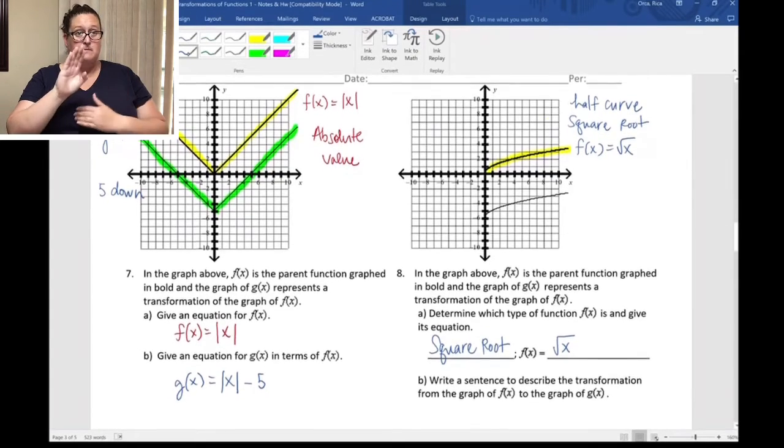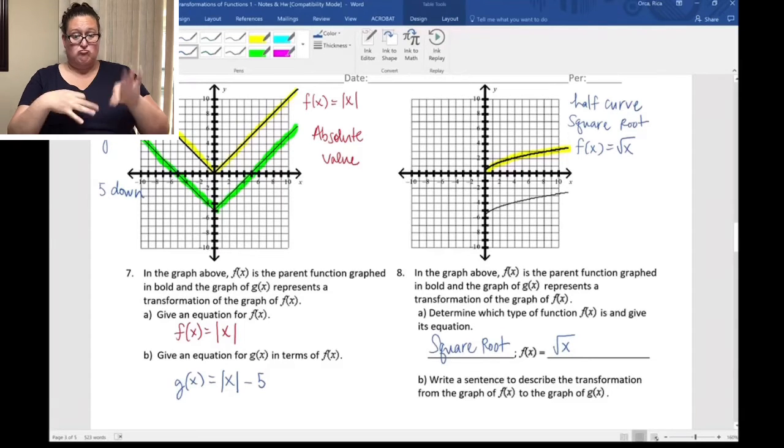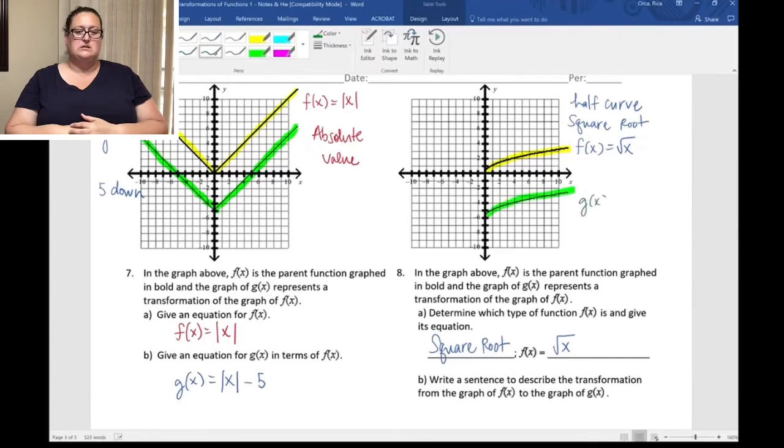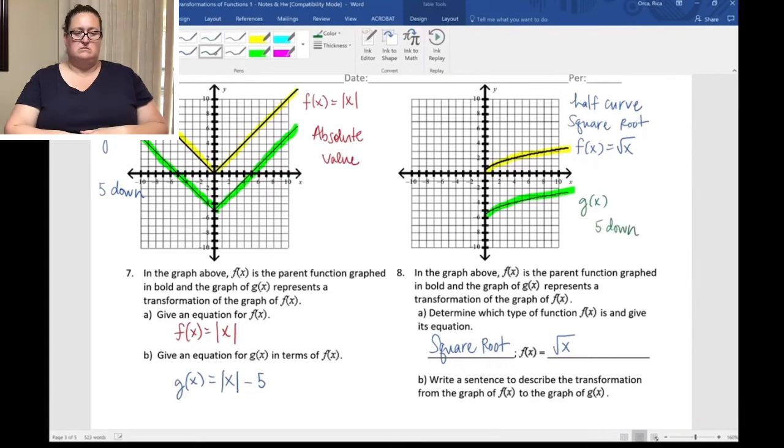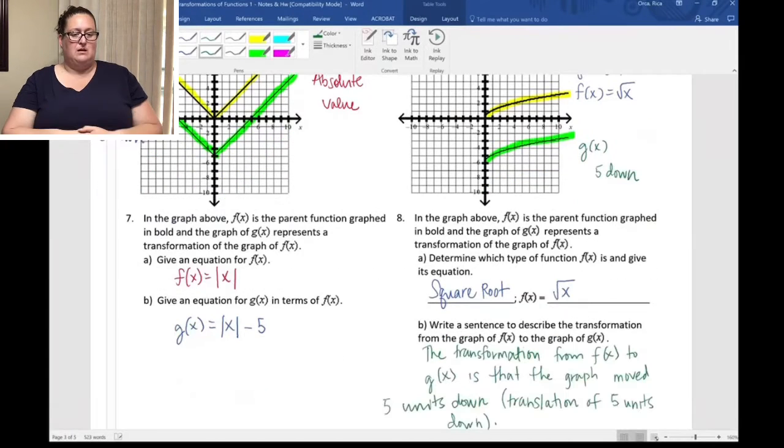In part B, it says, write a sentence to describe the transformation from the graph of f(x) to the graph of g(x). This is g(x). From f(x) to g(x), it looks like the graph moved 5 units down. So in part B, our sentence is going to be, the transformation from f(x) to g(x) is that the graph moved 5 units down. It's a translation of 5 units down. Let's move on.